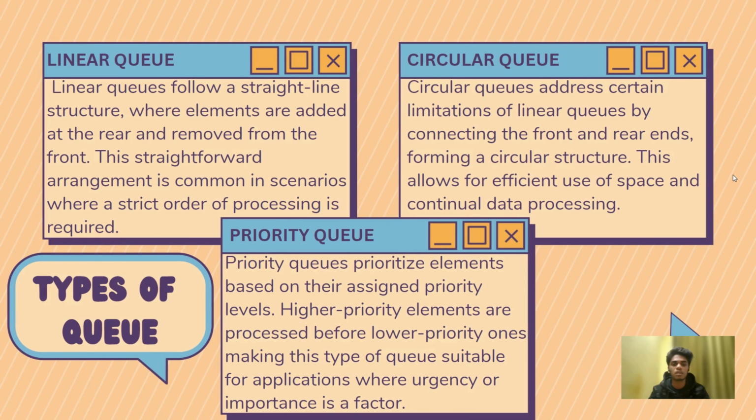The last type is priority queue. Priority queues prioritize elements based on their assigned priority levels. Higher priority elements are processed before lower priority ones, making this type of queue suitable for applications where urgency or importance is a factor.